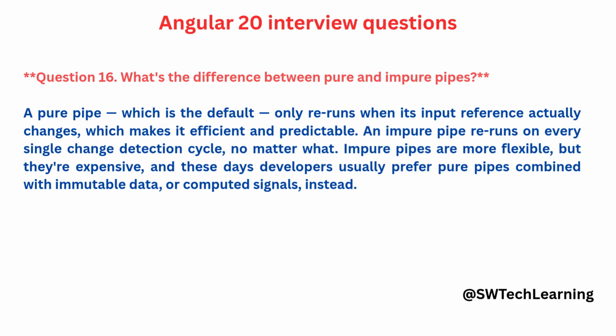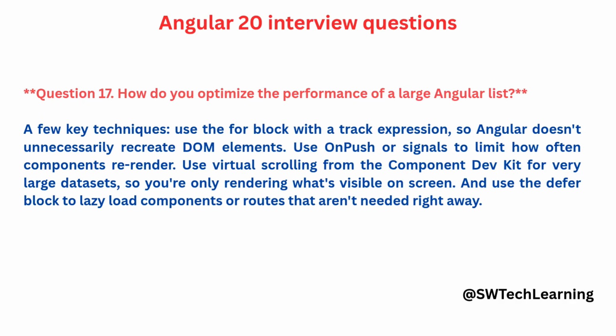Question 16. What's the difference between pure and impure pipes? A pure pipe, which is the default, only reruns when its input reference actually changes, which makes it efficient and predictable. An impure pipe reruns on every single change detection cycle, no matter what. Impure pipes are more flexible, but they're expensive, and these days developers usually prefer pure pipes combined with immutable data or computed signals instead.